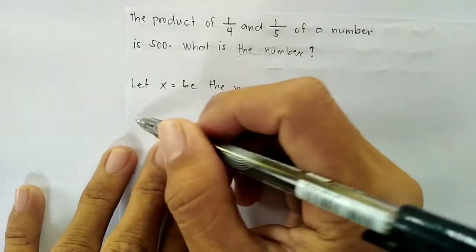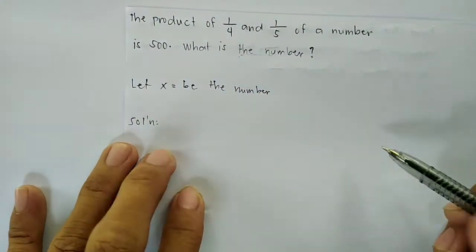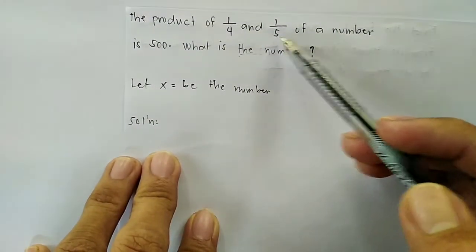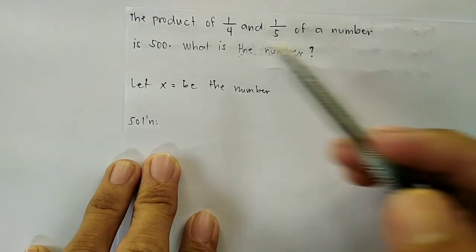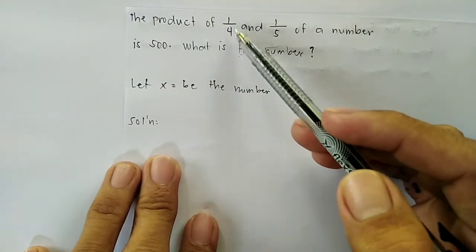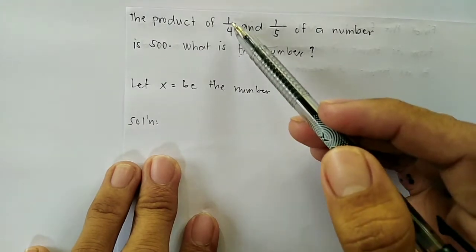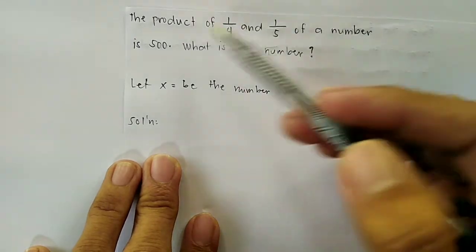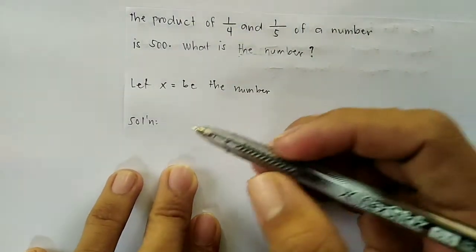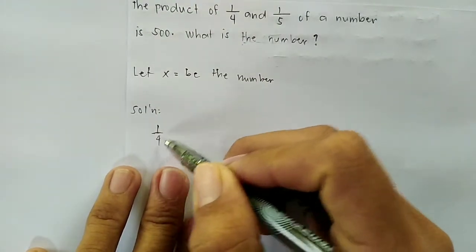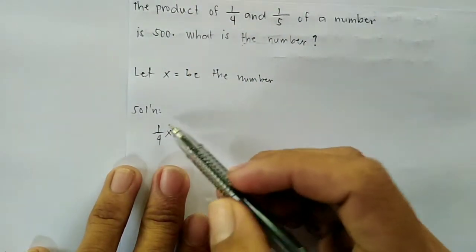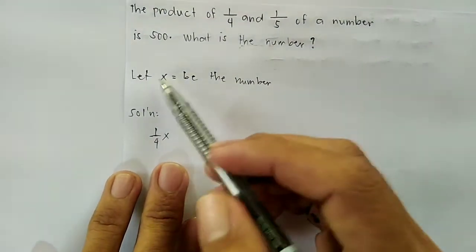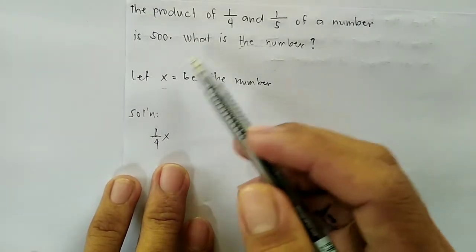Next, we have to get the solution. Let us go back to the statement of the problem: the product of 1/4 and 1/5 of a number is 500. If you interpret this, you are going to get 1/4 of the number and 1/5 of the number and then get the product. So we have 1/4 of x, because the number is represented by x. That is what we did in the first step.